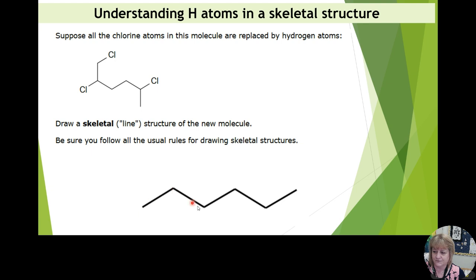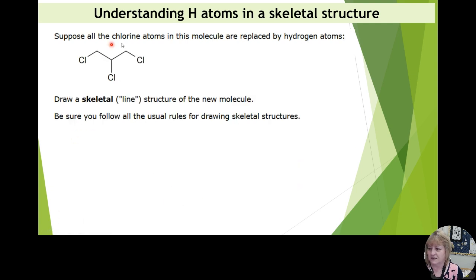1, 2, 3, 4, 5, 6. Oh, it's 6. 1, 2, 3, 4, 5, 6. Yes, I miscounted. There's 6. So you just do a zigzag. 1, 2, 3, 4, 5, 6.